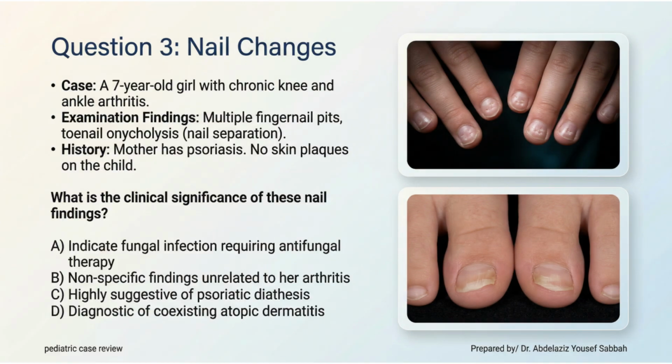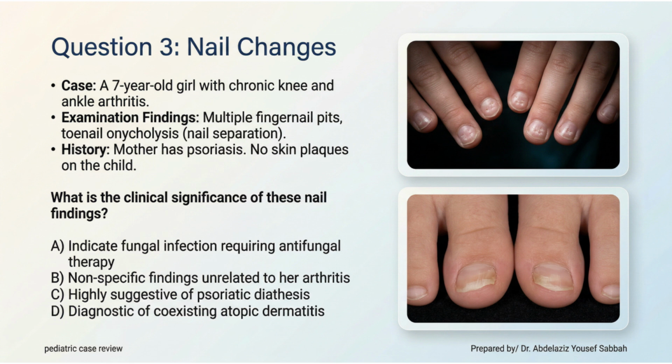Case 3. A 7-year-old girl with chronic knee and ankle arthritis is examined. Examination findings include multiple fingernail pits and toenail onycholysis, which means nail separation. Her mother has psoriasis, but there are no skin plaques on the child herself. What is the clinical significance of these nail findings?